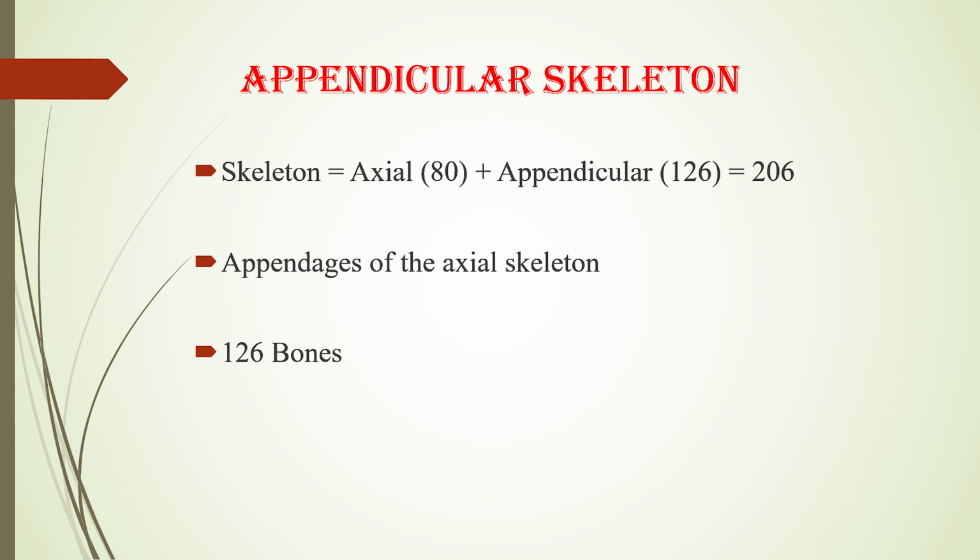To sum it up, we have 206 bones in total, of which 80 belong to the axial and 126 belong to the appendicular system. We have 60 upper extremities, 60 lower extremities, which form 120 bones, and we have 6 more bones left out. We have 2 scapula, 2 collarbones, which is the clavicle, which form the shoulder girdle, and 2 bones of the hip region, which form the pelvic girdle.